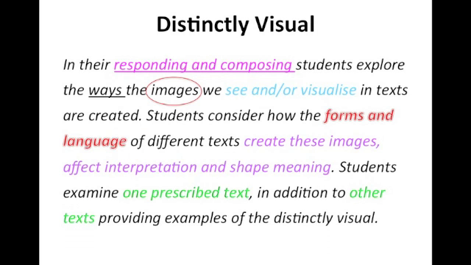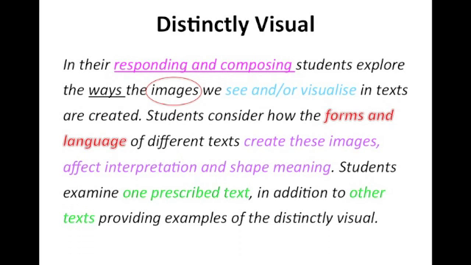So if we move into looking at Distinctly Visual, I'll just read through it, then we'll go through. In their responding and composing, students explore the ways the images we see and or visualize in texts are created. Students consider how the forms and language of different texts create these images, affect interpretation, and shape meaning. Students examine one prescribed text in addition to other texts providing examples of the distinctly visual.